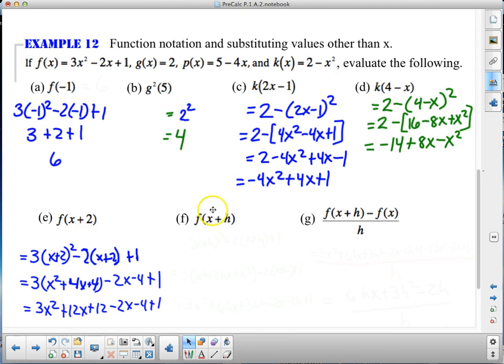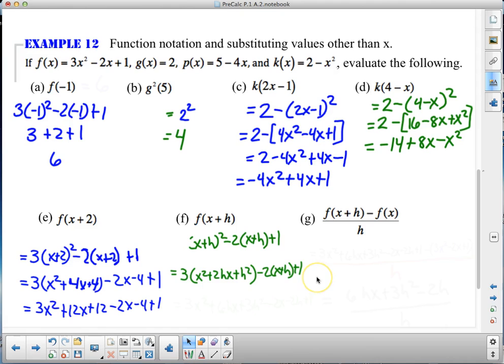Now, we're doing this to have you recognize, first of all, we're going to get work done here, and we're going to use that work over here in G. Okay, so F is f of x plus h. So wherever I see x, I'm going to put in x plus h. So we've got 3 times x plus h squared minus 2 times x plus h plus 1. I evaluate.